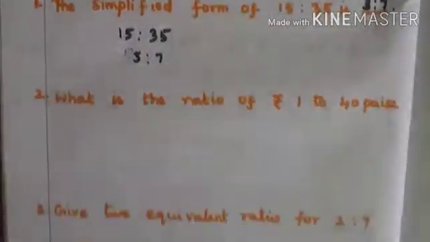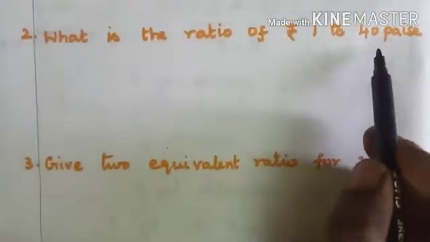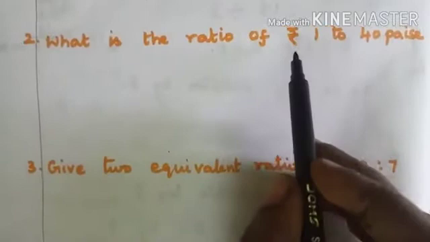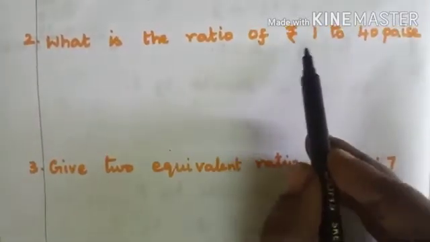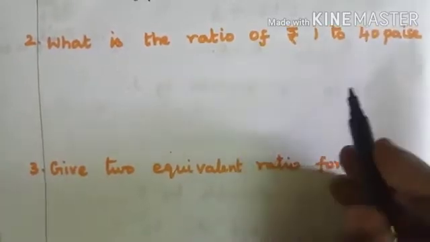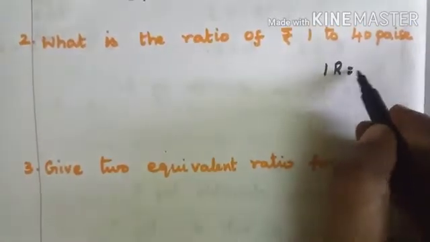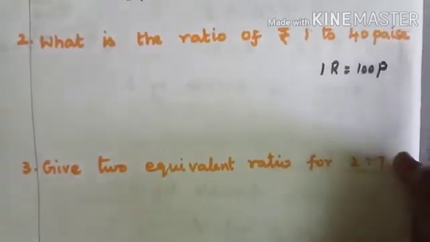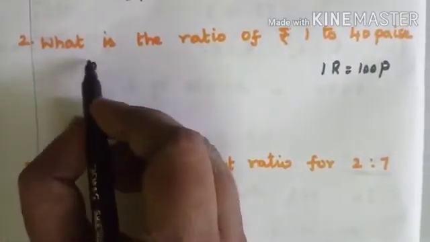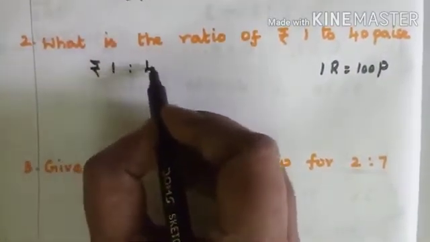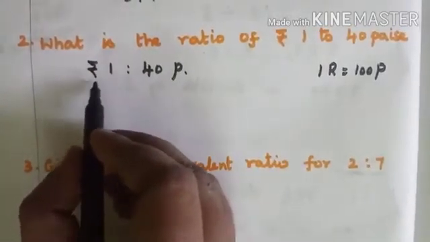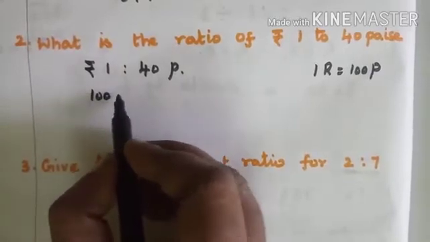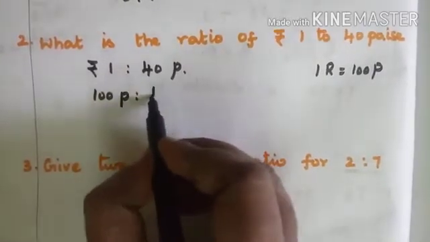The next question, what is the ratio of rupees 1 to 40 paisa? Here it is given rupees 1 and here 40 paisa. So we have to convert this rupees to paisa. 1 rupee equals what? 100 paisa. So we are converting to paisa. Therefore, 1 rupee is 100 paisa and here 40 paisa.